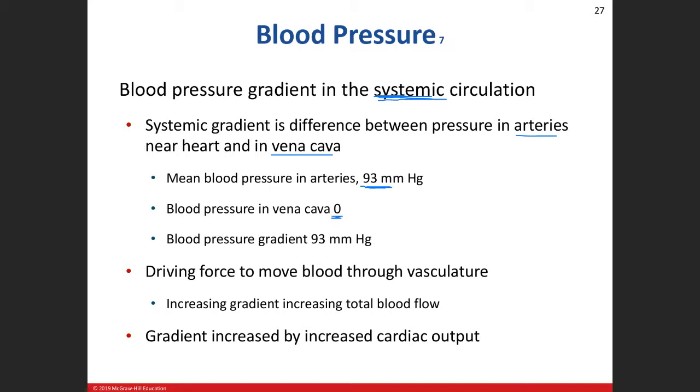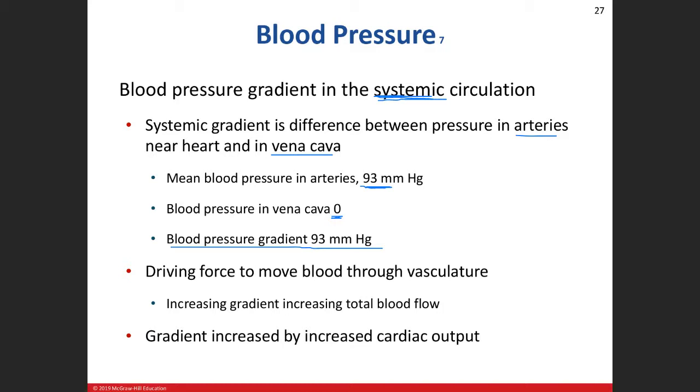That was virtually 0. So of course, when you're trying to figure out what the pressure gradient is, you just take the difference between the two values. Well, I think we all can figure out what that difference is. 90 minus 0 is 0, right? Ah, good, you're paying attention. Yes, 93 minus 0 is 93. So our blood pressure gradient is 93 millimeters of mercury.